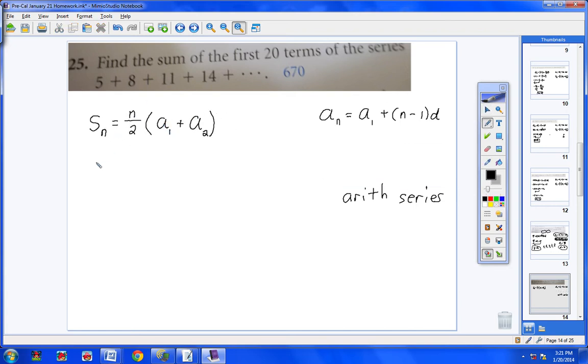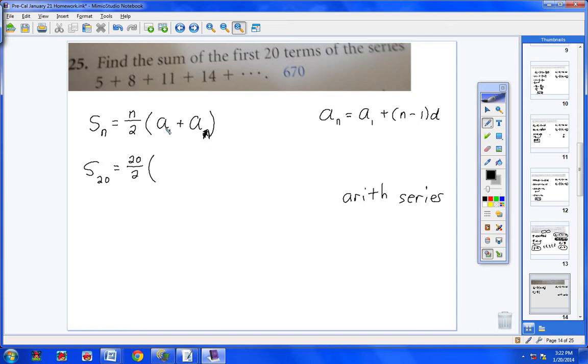We're adding 20 terms, so the sum of 20 equals, now what I put for n is 20. I'm adding 20 terms, so for n right here I put a 20. That's how many terms I'm adding up. What's my first term? And by the way, this formula is wrong. It's a subscript n, and I apologize. Okay, it's totally my fault.